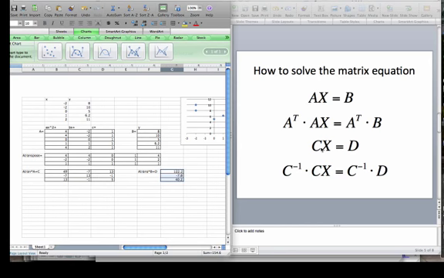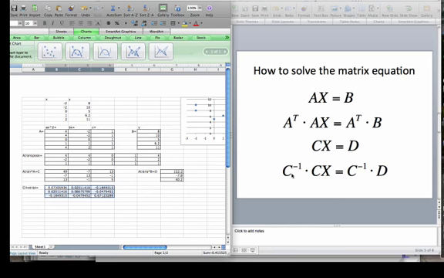In order to solve this equation, I need to find C inverse and multiply it on both sides of the equation. So C inverse is going to be the same size as C, which is 3 by 3. So let's highlight a 3 by 3 area equals minverse C, parenthesis, Control or Command Shift Enter, and let's box it.